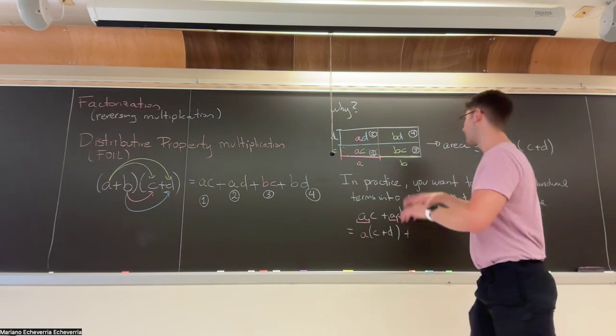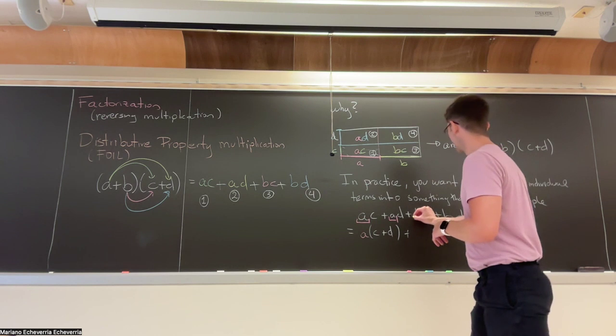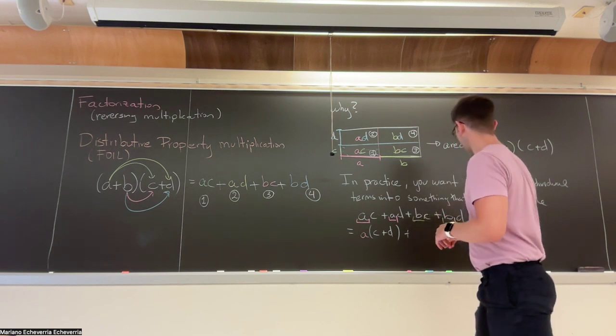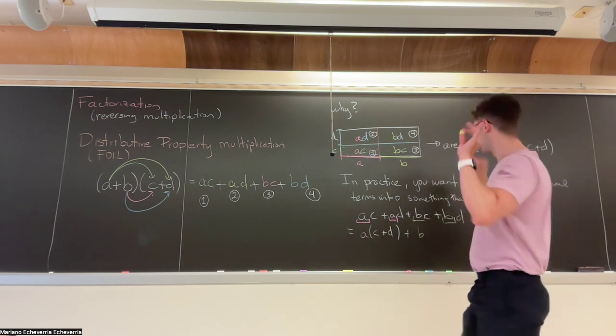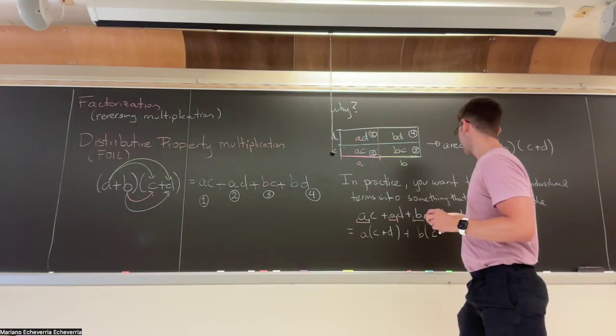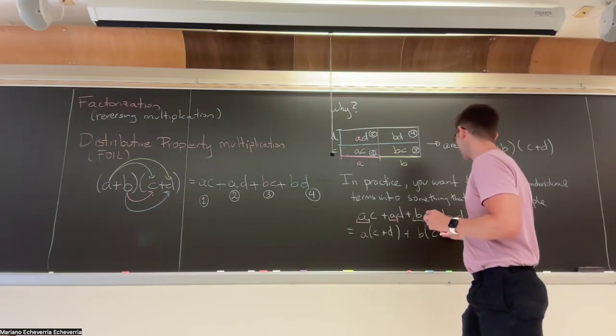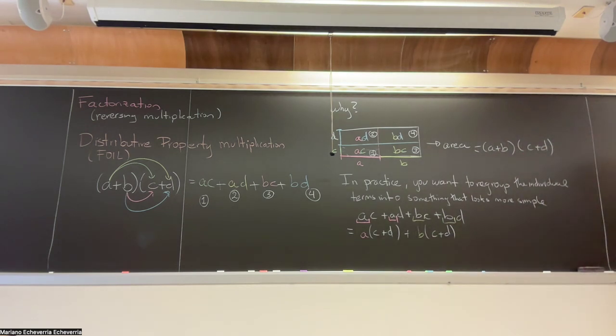And for the last two terms, one of the things that they have in common is B, right? And then you can factor it out, and when you factor it out, what the last two summands are left with is C and D. Okay, and so what is this corresponding to?